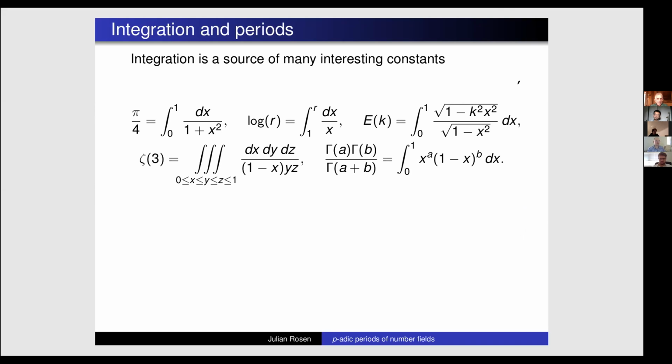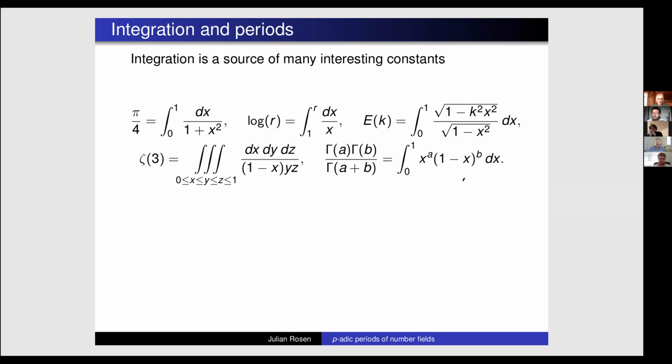So I have a bunch of examples of arithmetically interesting integrals, right? Of course, you can get pi. There are many different integrals that give pi. Logarithms you can get this way. This E of k is the complete elliptic integral of the second kind. Special values of the zeta function, actually zeta of n for every n greater than or equal to 2, there's a similar integral expression for this. And this is, rather than just a single integral, a triple integral over this set, I guess a simplex sitting inside R^3. Then also this ratio of gamma values, the beta function, is given by this integral. Okay, so these are the kind of numbers I'm thinking about, and these are examples of periods.